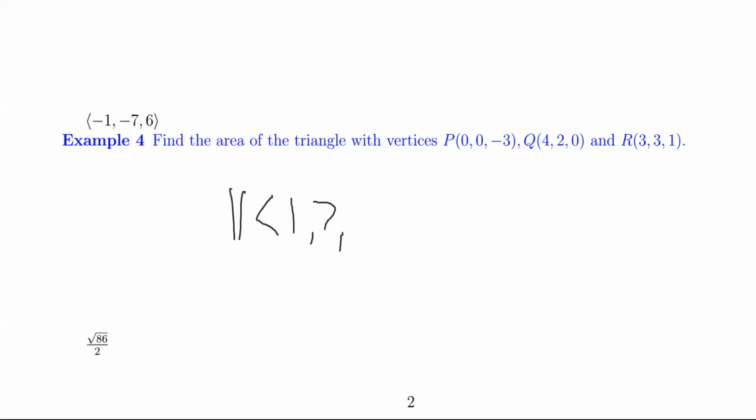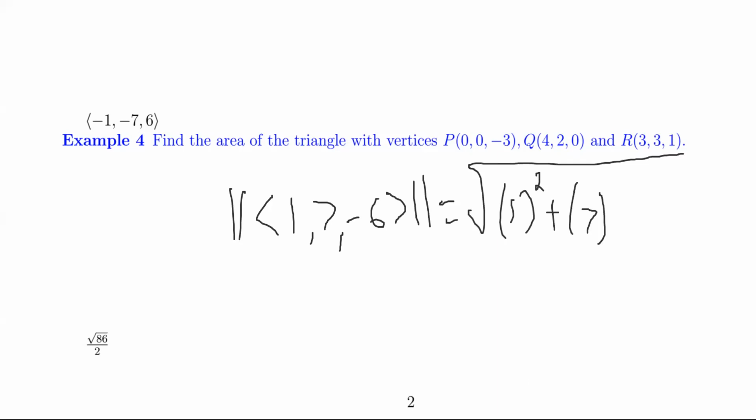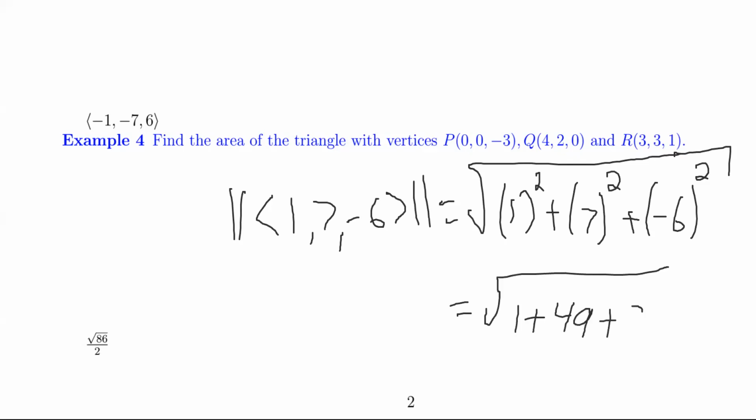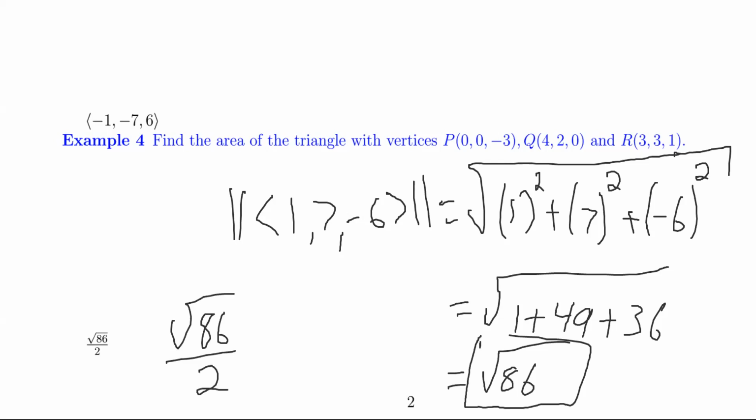So we want the magnitude of 1, 7, -6. All right, that is the square root of 1 squared plus 7 squared plus -6 squared. All right, this is the square root of 1 plus 49 plus 36, which is equal to the square root of 86. And if we go back, we recall that the area of the triangle is half of the area of the parallelogram. We just calculated the area of the parallelogram here. So the area of the triangle is root 86 over 2. It's half of what we just calculated.